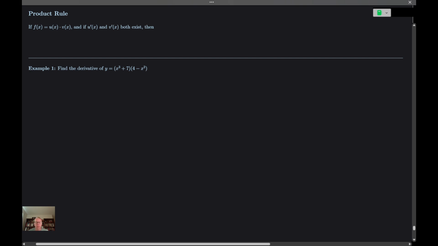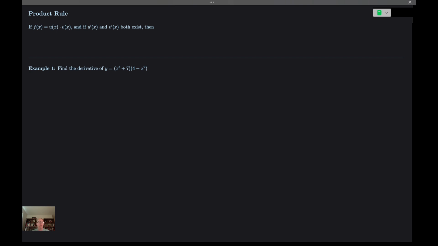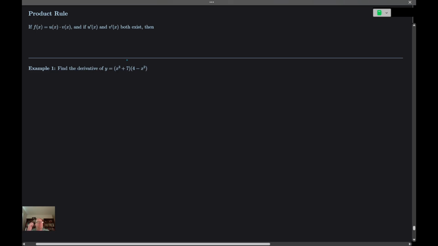Let's get to maybe the most important, most used rules that you will use in this course as far as differentiation goes. So the first one is the product rule. We use this when we have a product of two functions. We'll call them u of x times v of x.